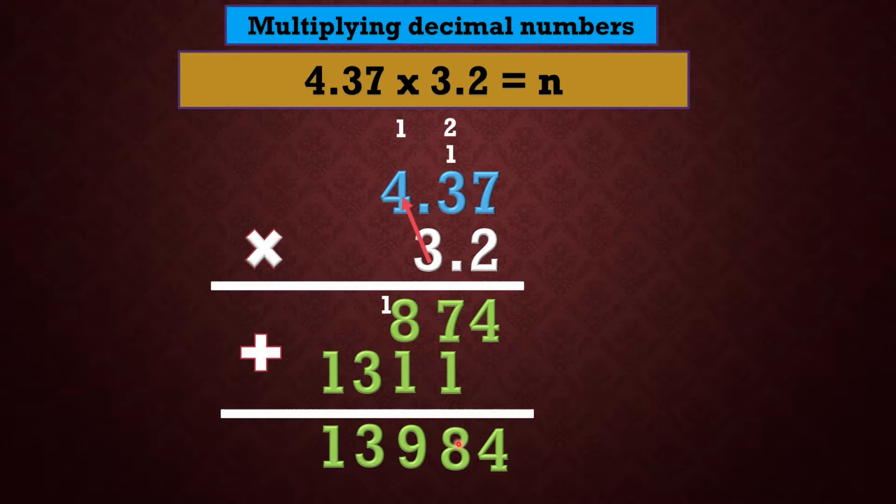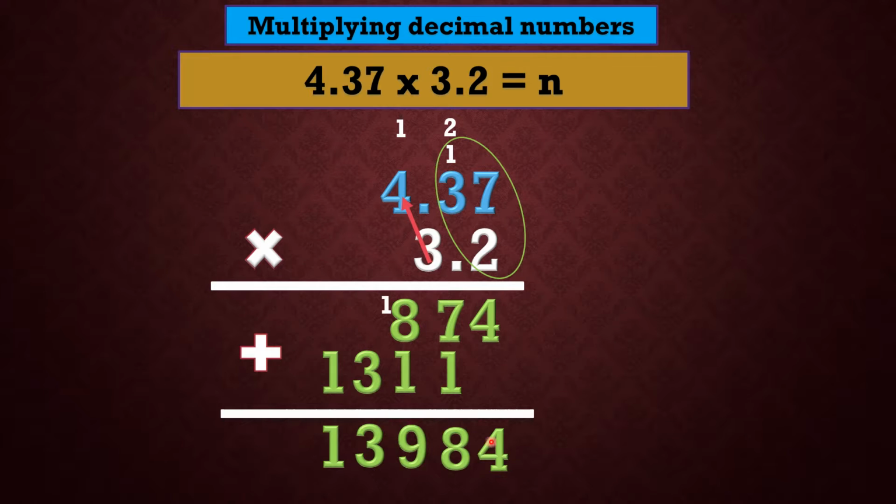So how are we going to put the decimal point in our answer? So simple lang. Look at your factors. Just observe or count the decimal places in your factors. How many decimal places do you have? So let's count. 1, 2, 3. Yes, you have 3 decimal places.